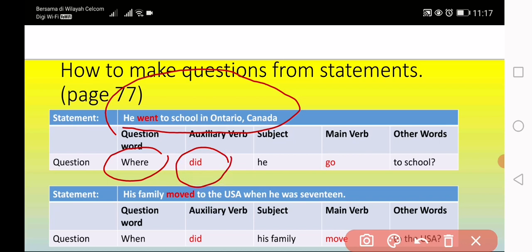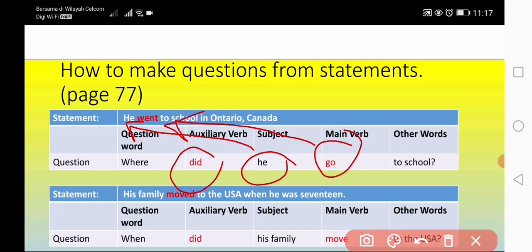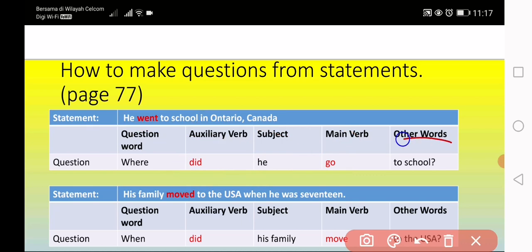Where did he? Sebab apa guna he? Sebab dia he kat atas ni kan, dia sama. Alright. Where did he go to school? Dia went jadi go. Okay, he, ambil kat sini. Go. Sebab apa jadi go tadi? Sebab ada did. So, where did he go to school? Ni kita ambil juga to school kat atas ni kan. Sama.